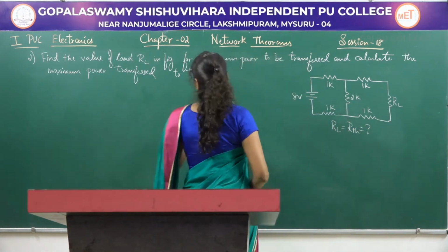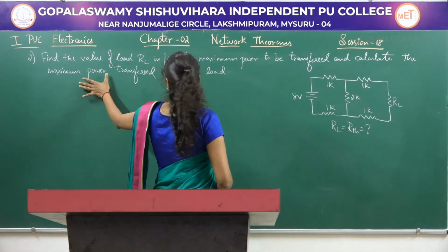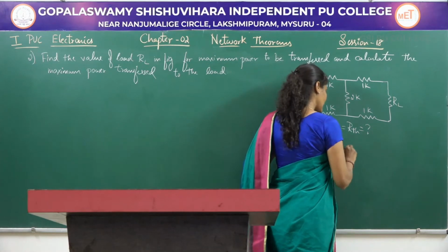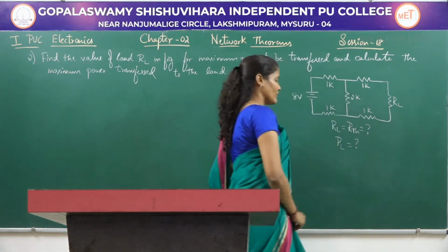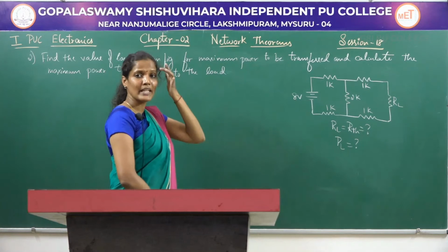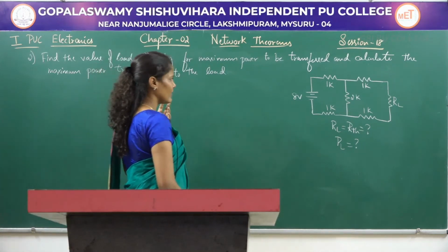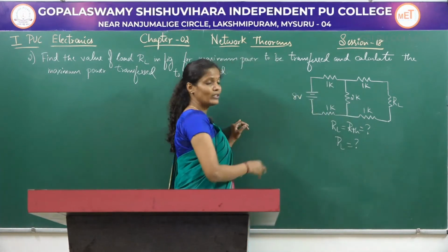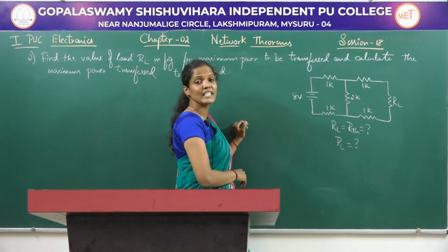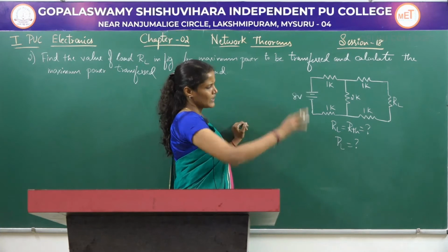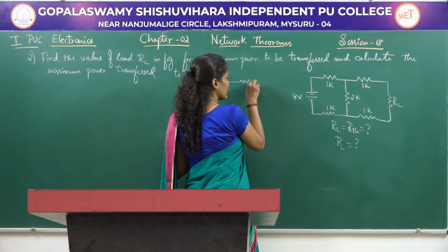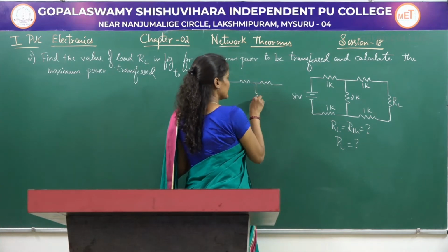After finding out R Thevenin, you have to calculate the maximum power transferred to the load. So let us denote that by PL. You have to find out R Thevenin and PL. So in order to find out R Thevenin, you have to remove the load resistor, replace the voltage source with its internal resistance and remove that RL. So the new diagram in order to find out R Thevenin will be like this.